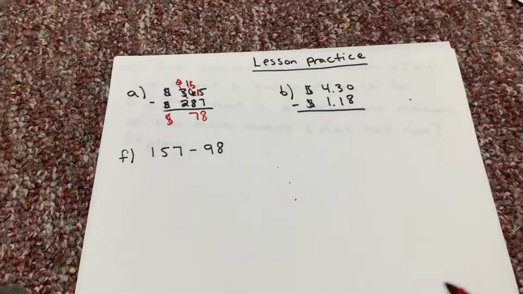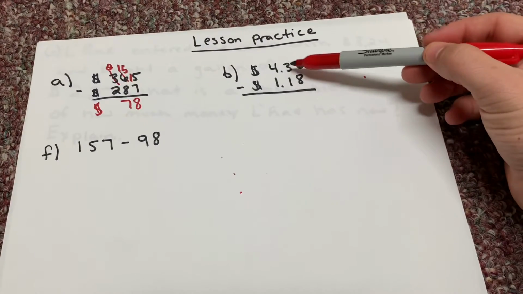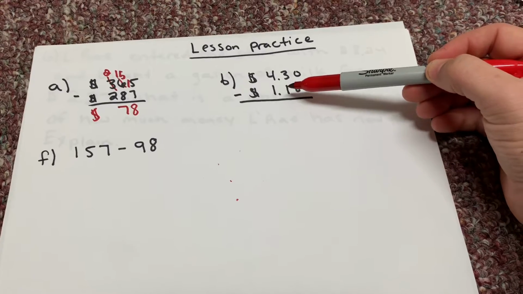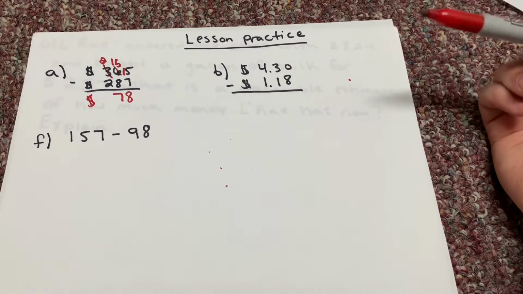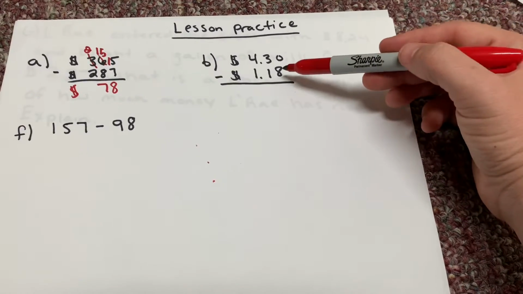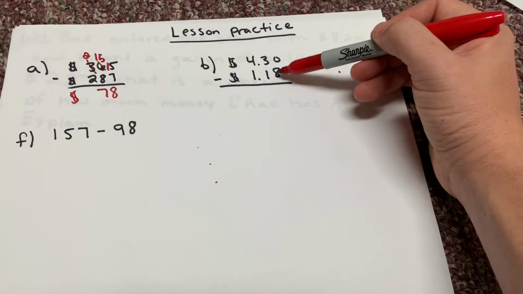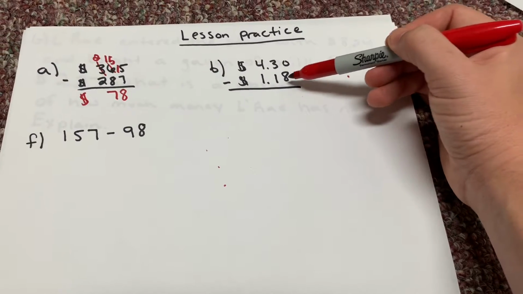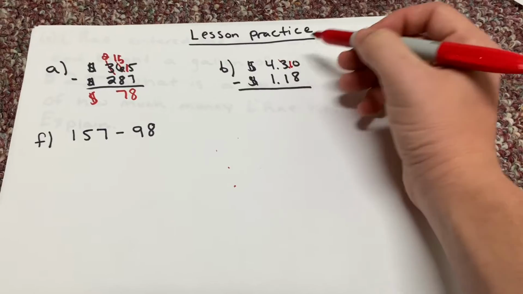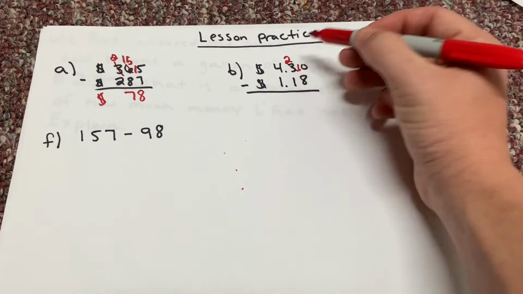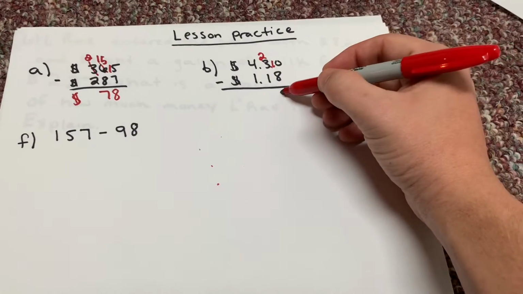Okay, let's look at letter B. I have $4.30, and I'm subtracting from $4.30 $1.18. So I go over to my first column of numbers. I have 8 and 0. Well, I can't subtract 8 from 0, so again I have to borrow. When I borrow, this becomes 10. So over here is going to be 2. When I subtract 8 from 10, I get 2.